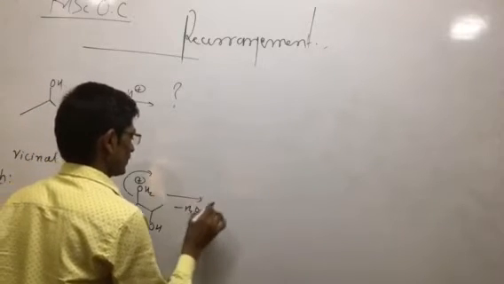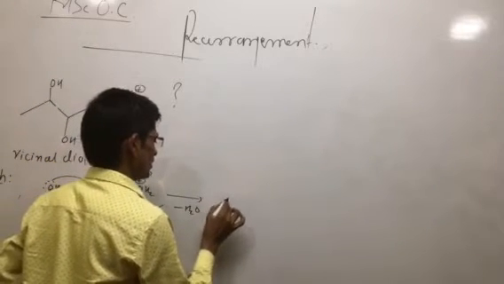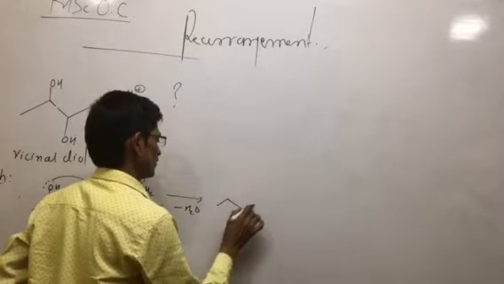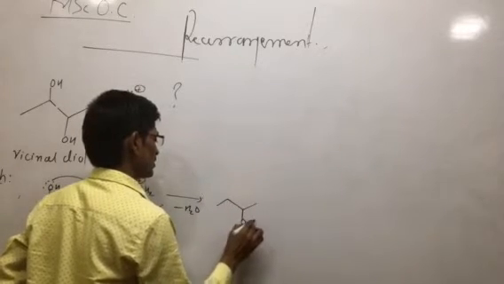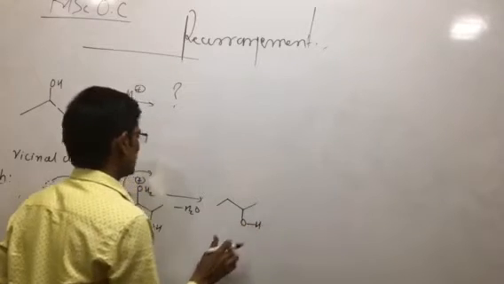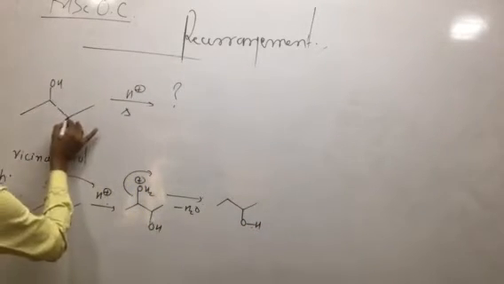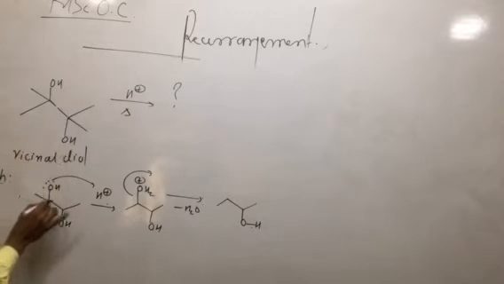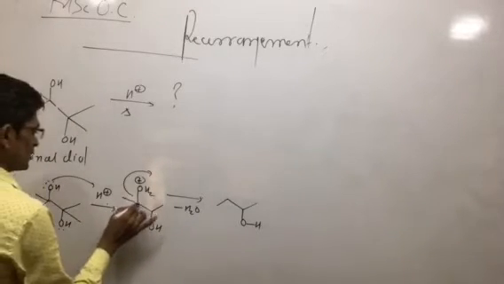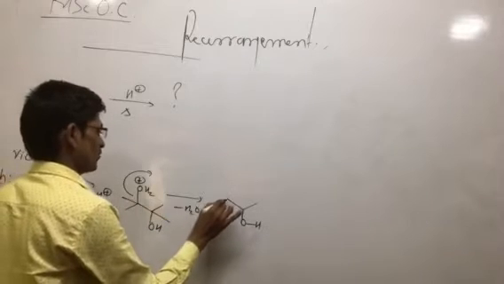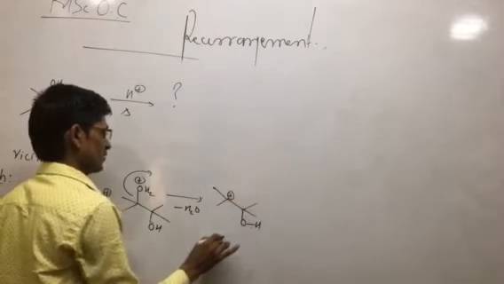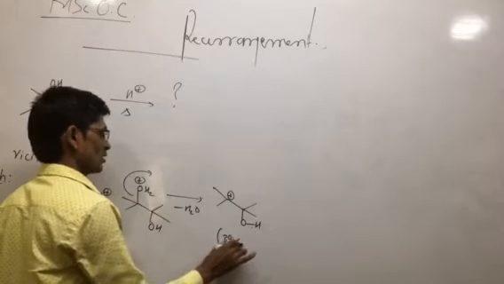Then what happens? Formation of carbocation species. If you have this type of reactant molecule, methyl and methyl is here, again methyl is here, one of the methyl is here. Formation of what? Tertiary carbocation. Here, formation of tertiary carbocation.